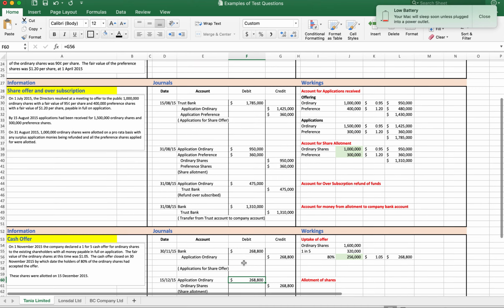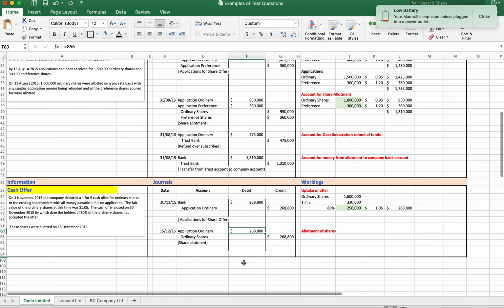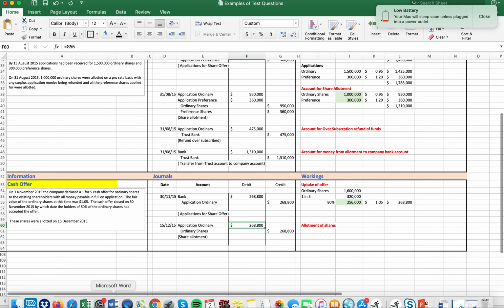So that's the third task we've done for the Tania Limited exercise. There's a few more to go, and I'll make a separate video for each one of them.